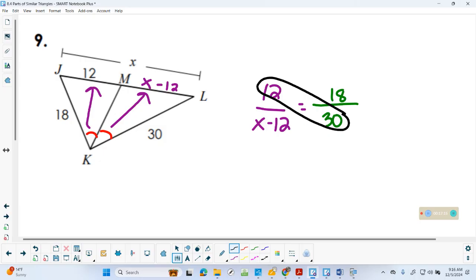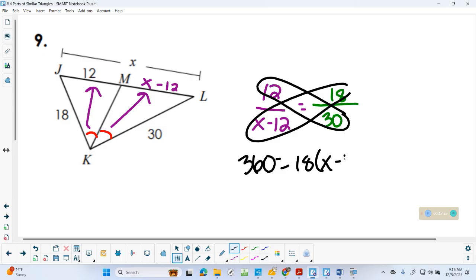What's 12 times 30? 360. Okay, we're going to distribute 18 through here. 18 all the way through x minus 12. And I know some of you can skip what I just wrote and go right to this line, which is fine. What's 18 times negative 12? Negative 216. Perfect. Okay, finish solving that one. This is the only one on this page I think that comes out nice. What do you have for it? You should get 32. Yeah. Add your 216.